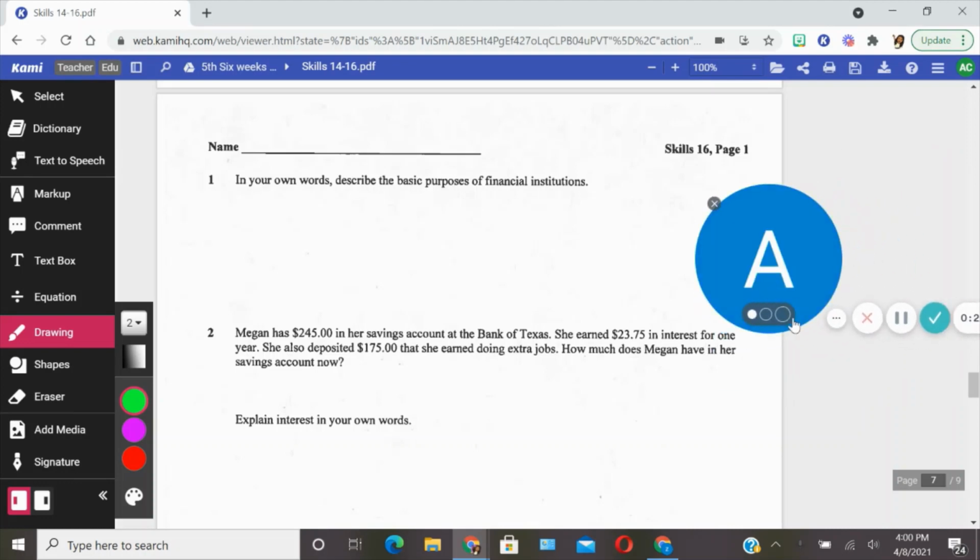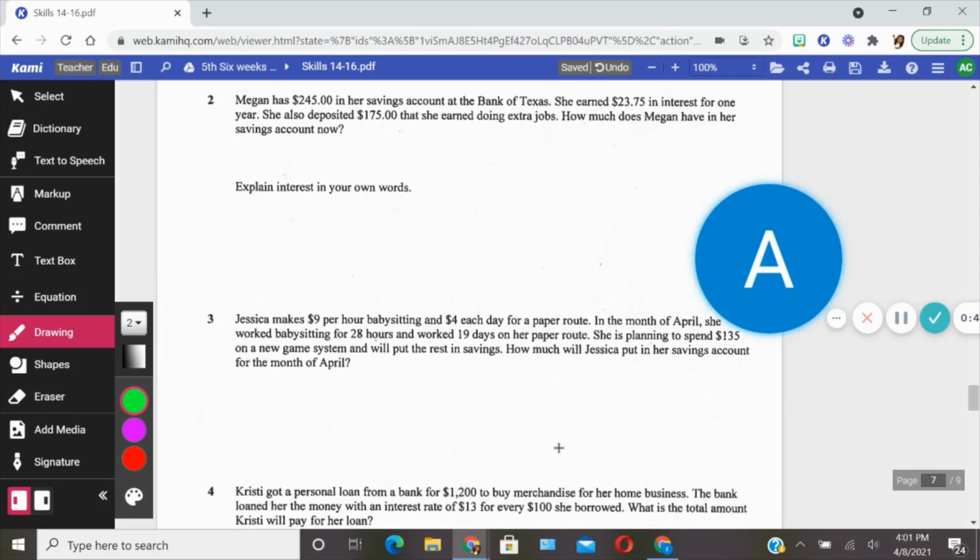This is the same thing as a bank. Remember, this is the same thing as the bank. So I want you to think, what is the purpose of a bank? So I want you to write in your own words, what is the purpose of a financial institution such as a bank? I want you to at least write one sentence, a complete sentence. The basic purpose of a financial bank is, and write what you think.